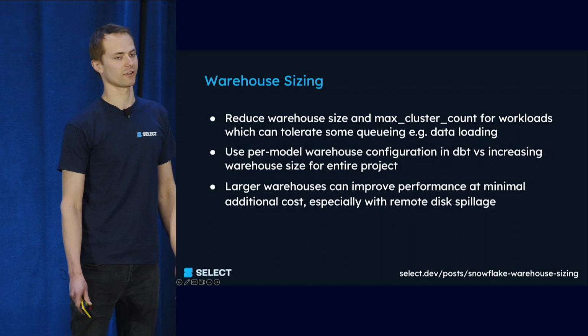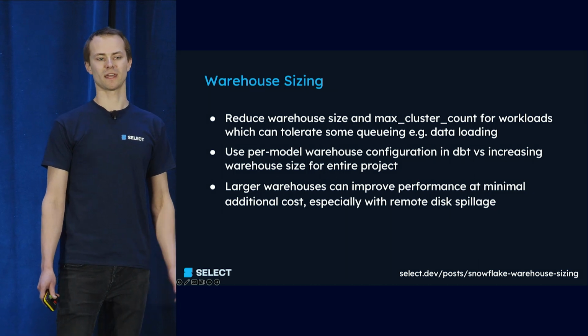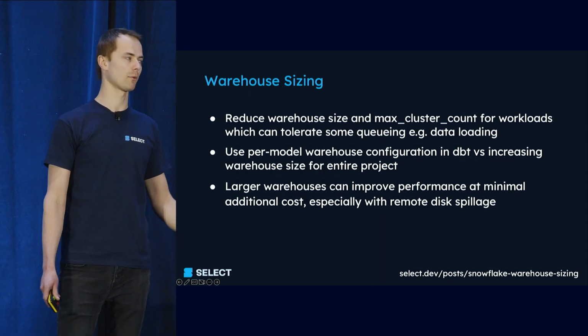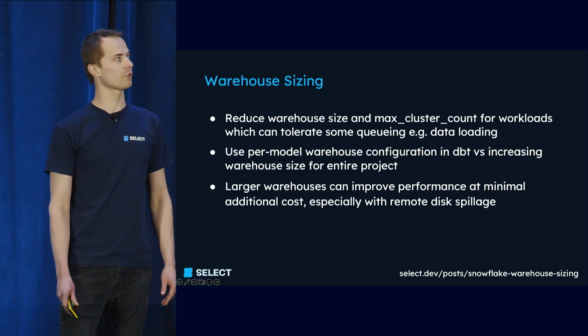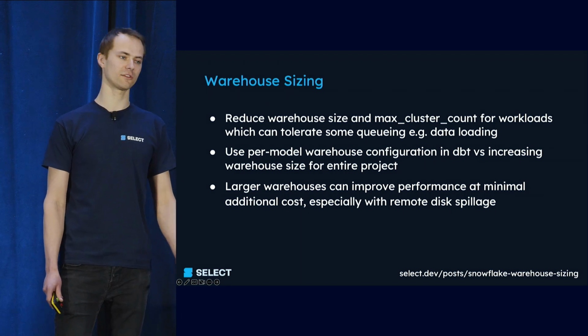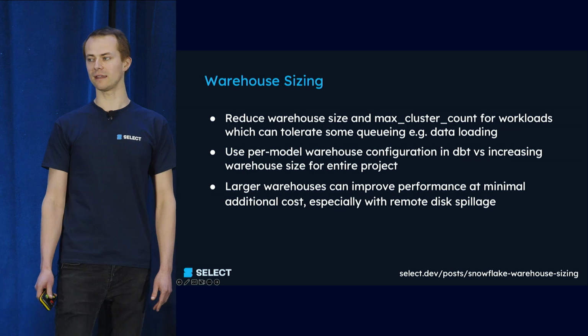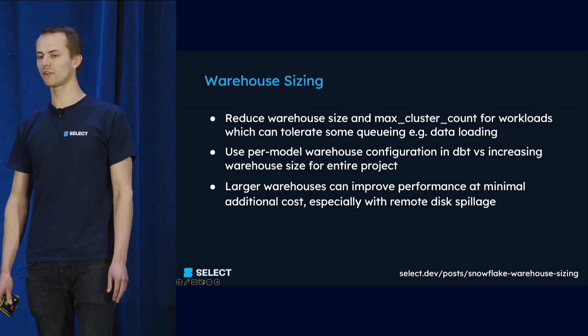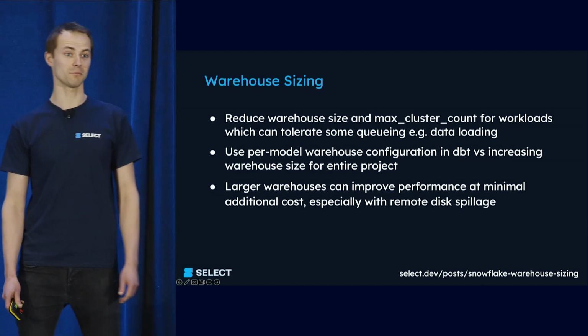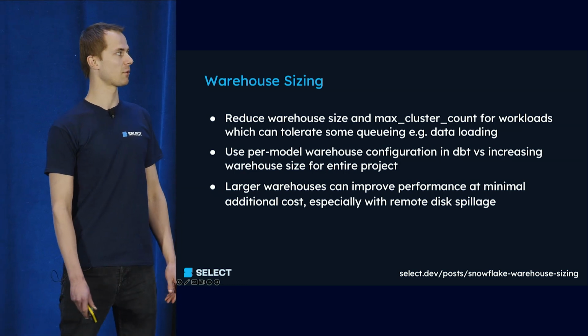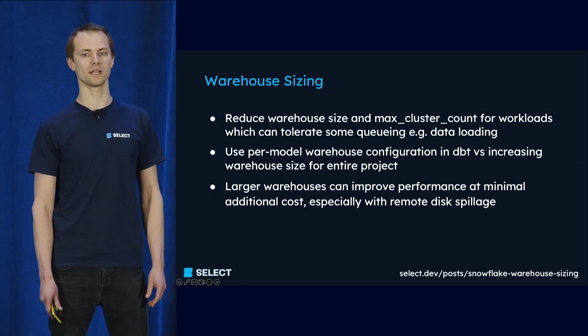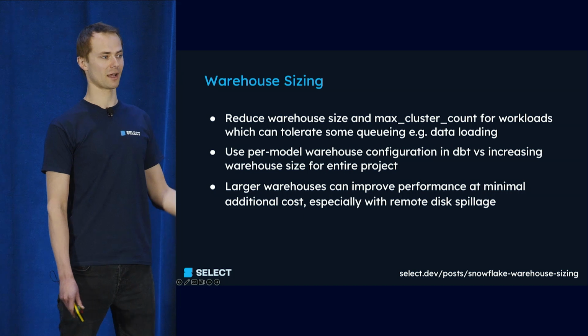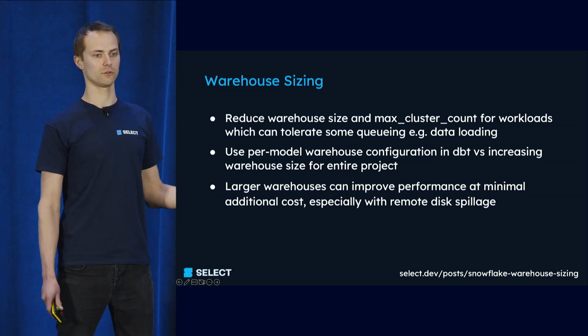And when it comes to warehouse sizing, it's really important to set that based on the workload that's running on the warehouse. So for workloads which can tolerate some queuing, for example, data loading or transformation, anything which isn't user-facing, the best way to configure that warehouse is to have some queuing, which seems counterintuitive, but what it means is that the warehouse is being really well utilized. So whenever the warehouse is being billed for, it's always being used at full capacity.